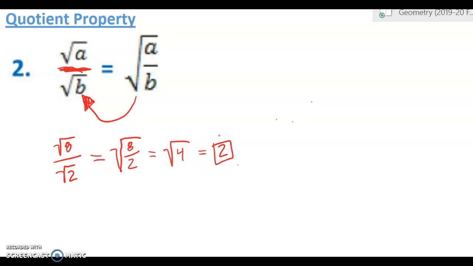It's 2, and I'm done. So we can use this property to take two pieces and combine them into one piece that's really easily simplified.